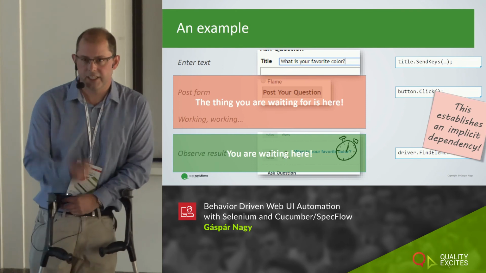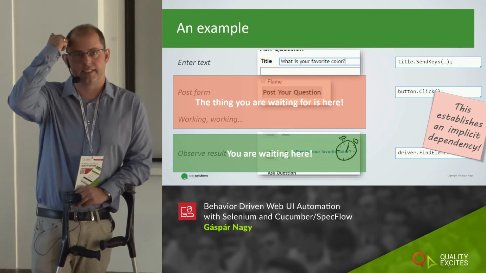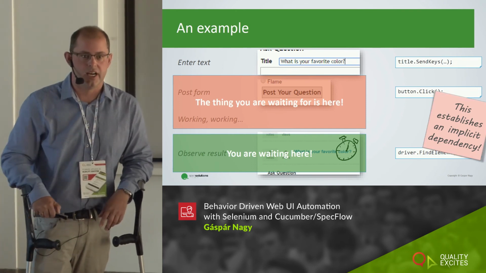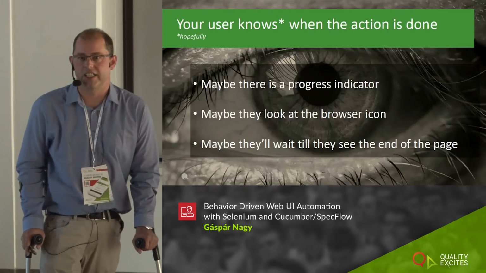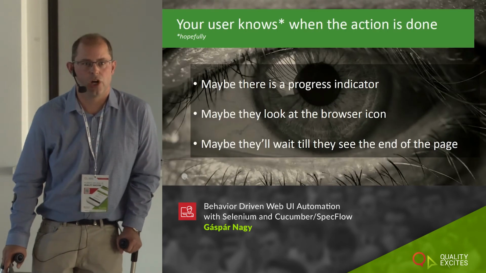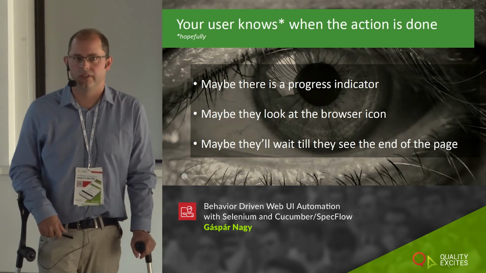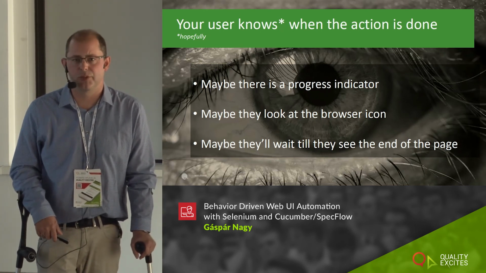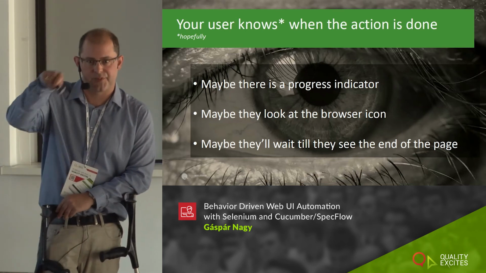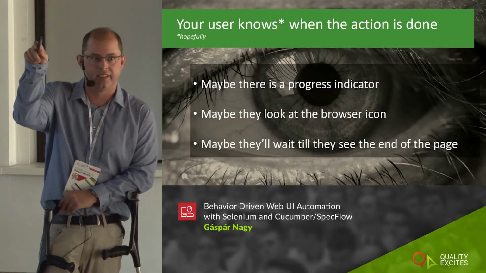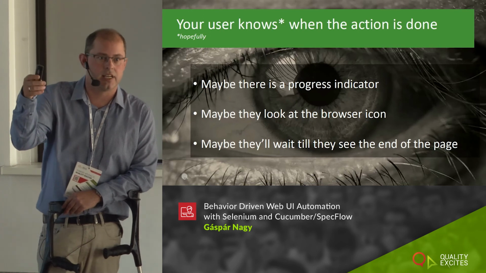Okay. So let's think about how our users are using our system. So typically our users are hopefully knowing when the action is done, right? How do they know that? How can our users use our system at all? Probably maybe there is a progress indicator, right? So there is something spinning, and they know that if it stops spinning, this means that it's done, right?